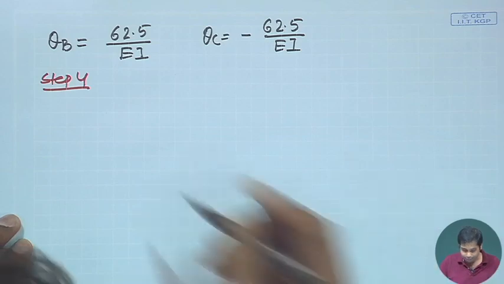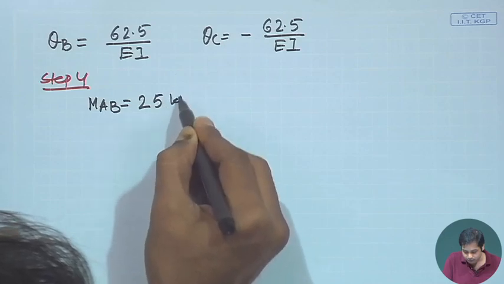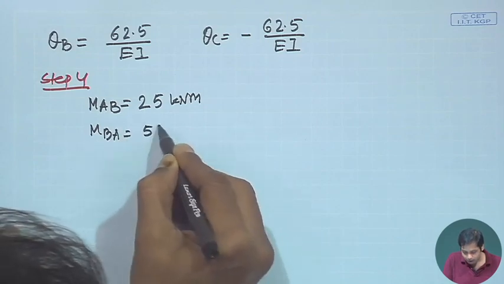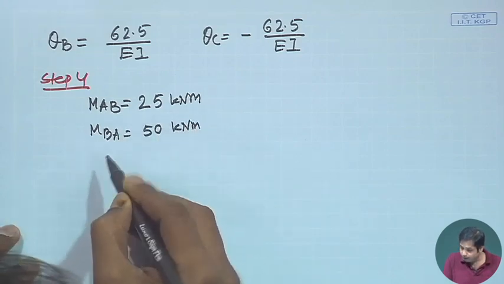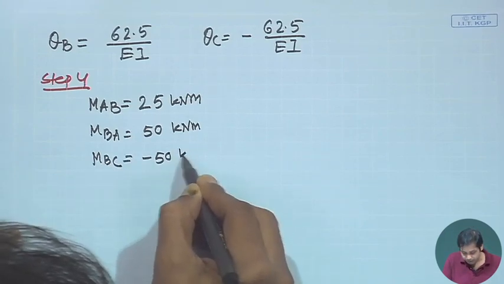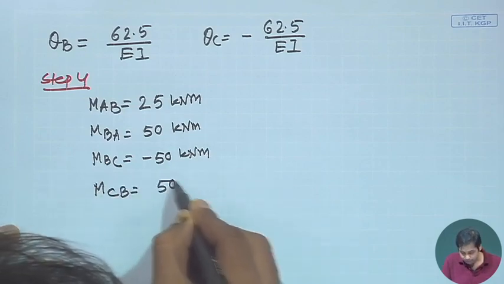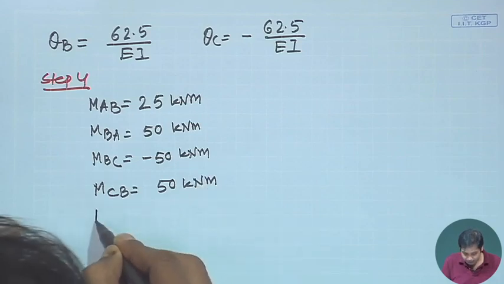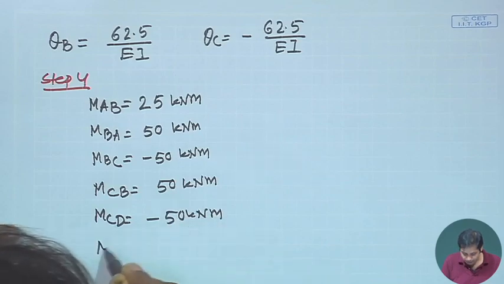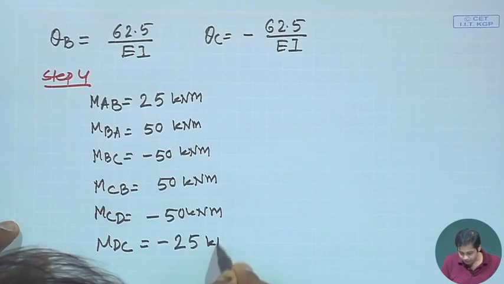If we do that, then the corresponding moments will be, I just write the final values. MAB is equal to 25 kilonewton meter, MBA is 50 kilonewton meter, MBC is minus 50 kilonewton meter, MCB is equal to 50 kilonewton meter, MCD is equal to minus 50 kilonewton meter, and finally MDC is equal to minus 25 kilonewton meter.